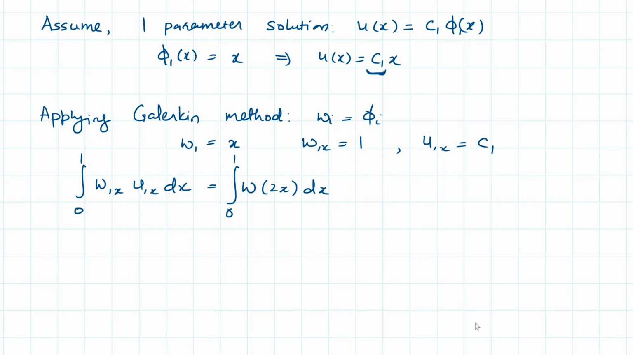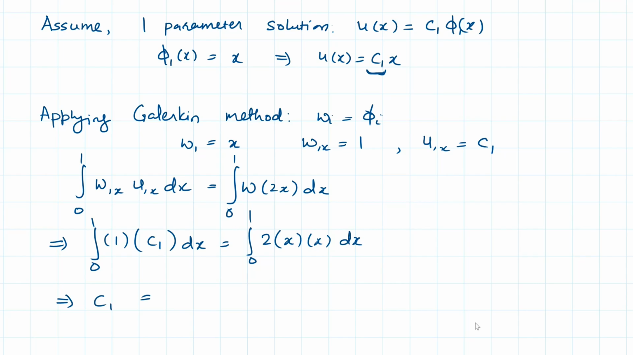Okay, so applying Galerkin method, we can then write that w'(x) is simply 1 times u'(x) = c1 dx is equal to integration of 2 times w is x times x dx, and simplifying this we end up with c1 is equal to 2 times x cubed by 3 evaluated over the boundary 0 to 1, which is simply 2 by 3.